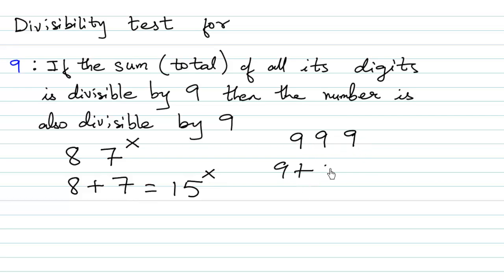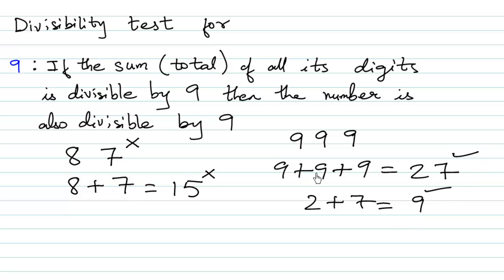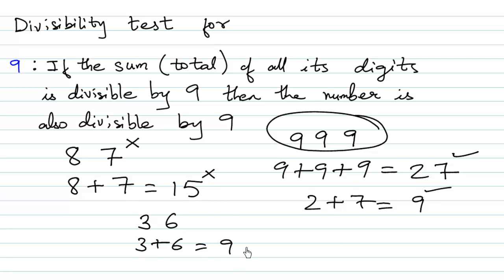So 9 plus 9 plus 9 is 27. And again, we can add 2 and 7 if you really want, and we get a 9. And since 27 or 9 both are divisible by 9, 999 is also divisible by 9. Let's take another example. Let's take 36. So 3 plus 6 is 9, therefore it's divisible by 9. Therefore 36 is also divisible by 9.